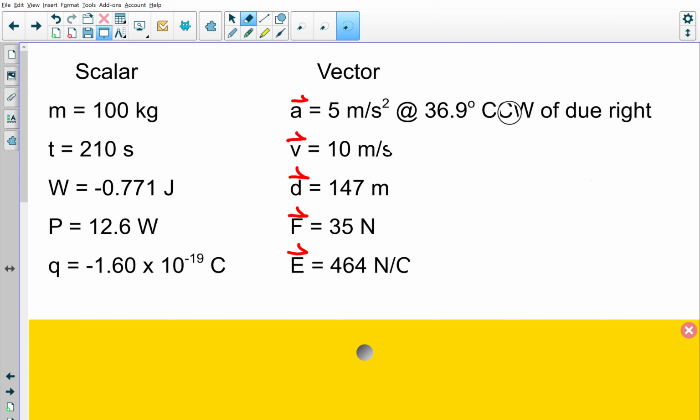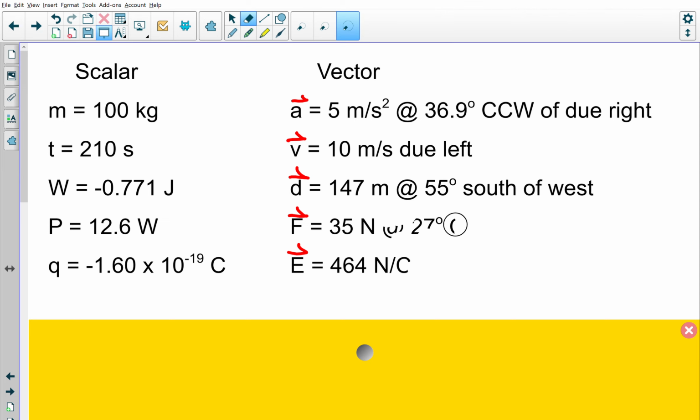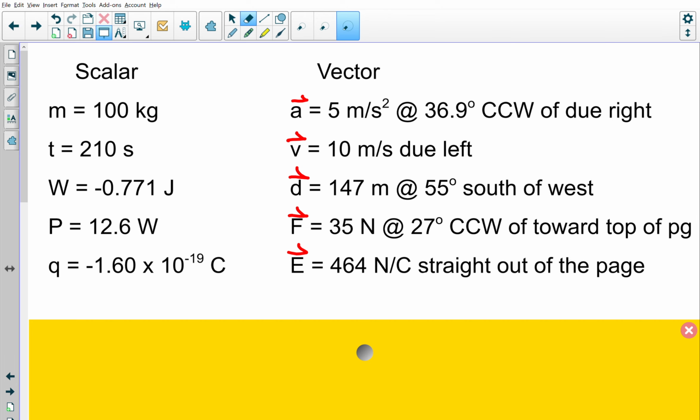And so here's an answer. How about 5 meters per second squared at 36.9 degrees counterclockwise of due right? Well, you could figure that out. Here's a velocity, due left. Here's a displacement at 55 degrees south of west. Here's a force toward the top of the page, counterclockwise 27 degrees from that. And finally, here's an electric field strength straight out of the page. So the thing to recognize is that though in Refi we frequently just neglected the fact that vectors are in fact unique and different, here in CoFi we will not do that. You have to pay attention to these things.